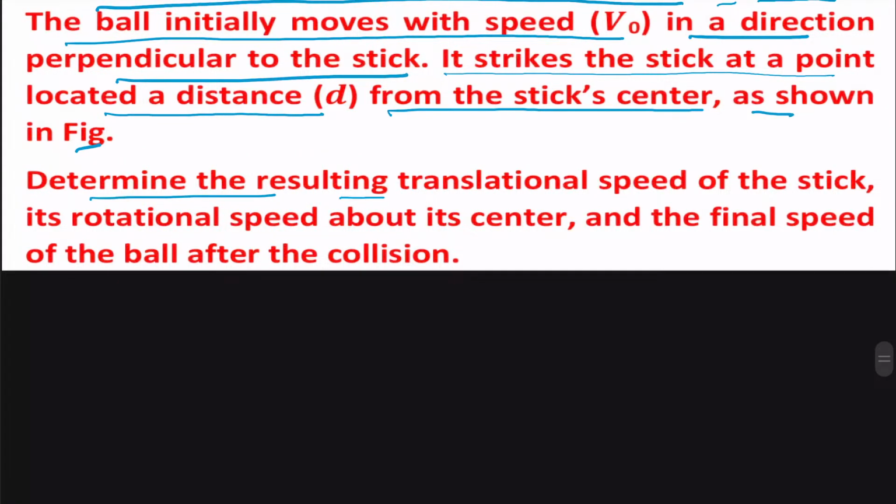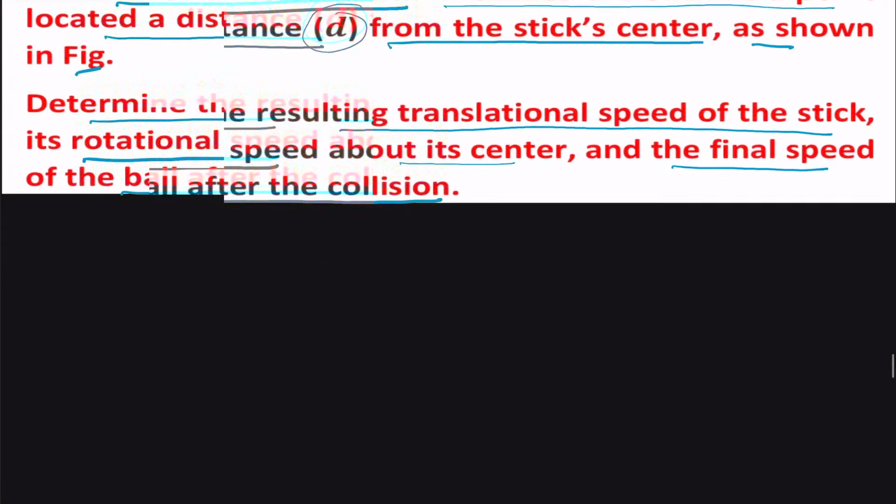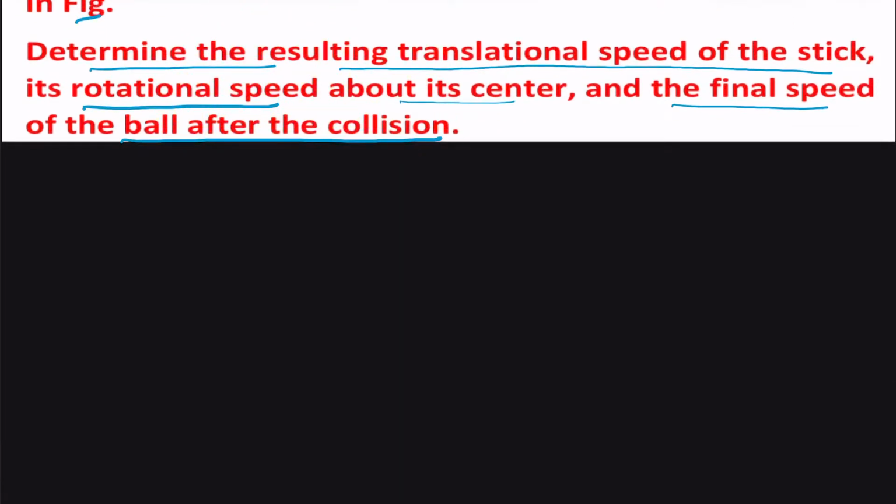Determine the resulting translation speed of the stick, its rotational speed about its center, and the final speed of the ball after the collision. This is the basic question. This question is comparatively easy. Only difference is that the ball is striking at a distance d with respect to the center of mass. So this is the minor twist in this question, otherwise it is comparatively easy.